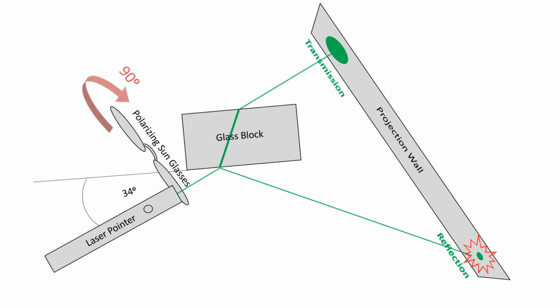34 degrees is the so-called Brewster's angle of glass, at which only one direction of polarized light is reflected. Now let us see this in reality.